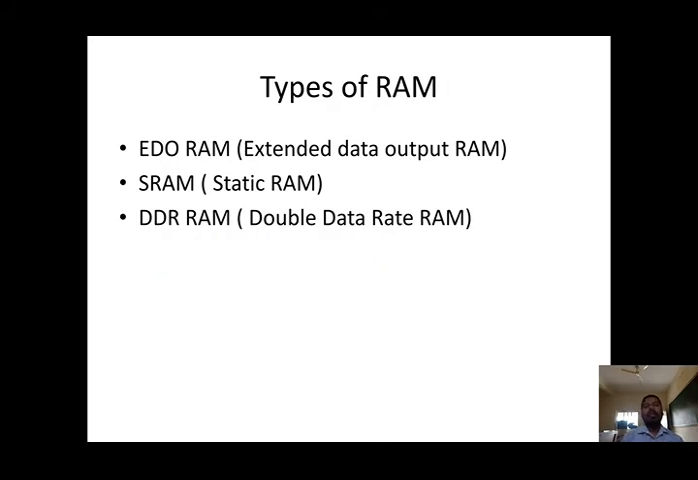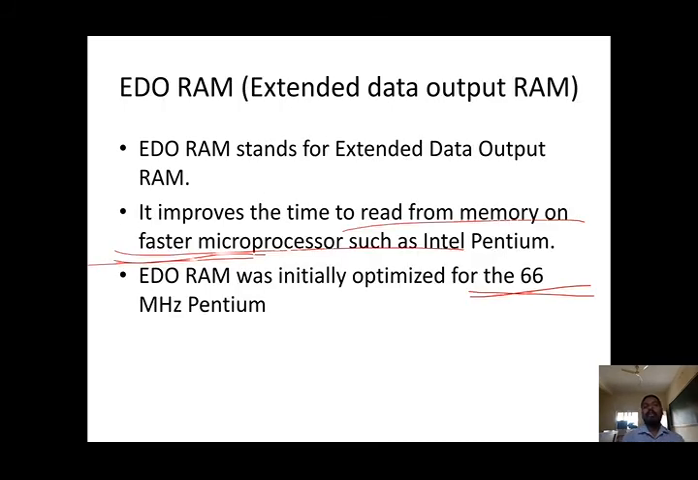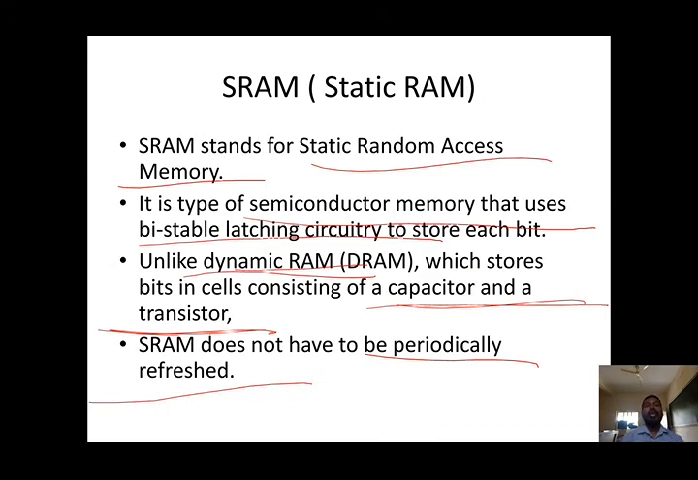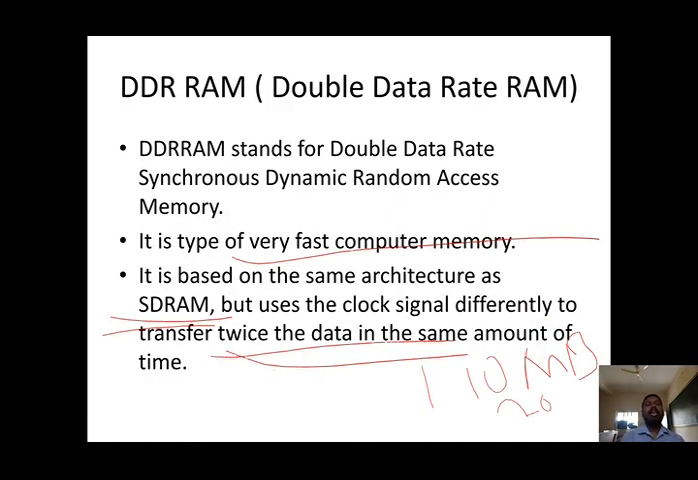There are three types of RAM: EDO RAM, SRAM and DDR RAM. EDO RAM expansion is extended data output. It improves the time to read from memory on faster microprocessors such as Intel Pentium. Initially it was optimized for 66 MHz. SRAM expansion is static random access memory. It is a type of semiconductor memory that uses bistable latching circuitry to store each bit. So in SRAM we use semiconductor memory to store the data. Understand? In dynamic RAM we use capacitors and transistors. Understand? Next, DDR RAM. DDR expansion is double data rate, and it is very fast computer memory.